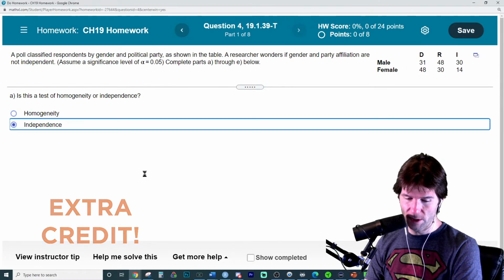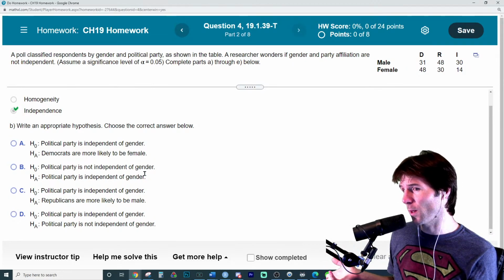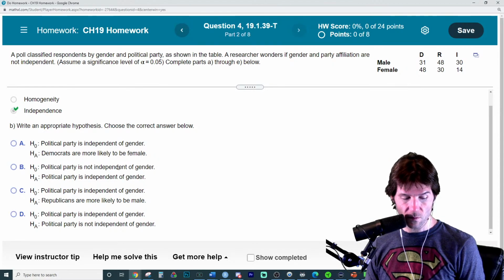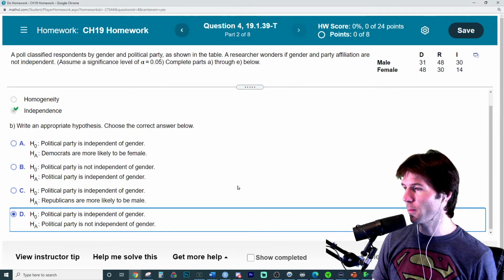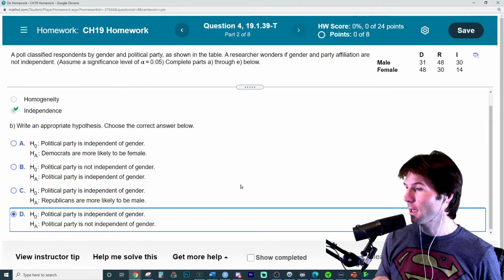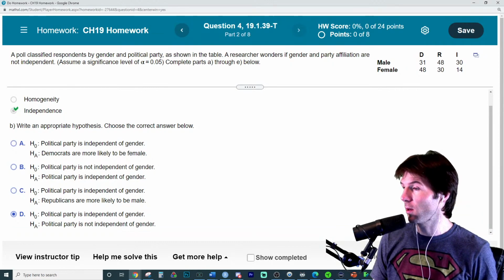Independence right here is what we're testing. Are the two variables independent of each other? Which literally just tells us the null hypothesis. We're going to start out with the belief that they are independent. And I like to write the alternative that they're not independent. I think it's the most clear way to write it, the null being that they are independent and the alternative being that they're not independent, because then it's complements. They're either independent or not independent.